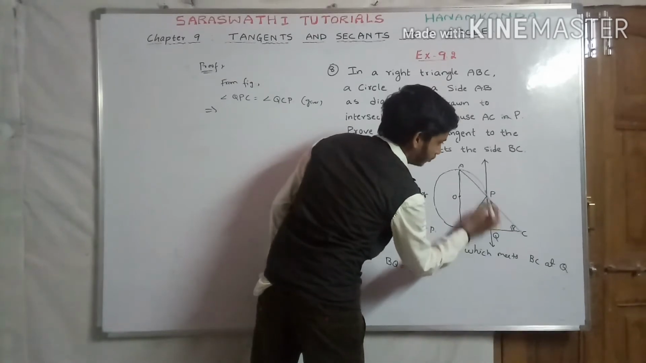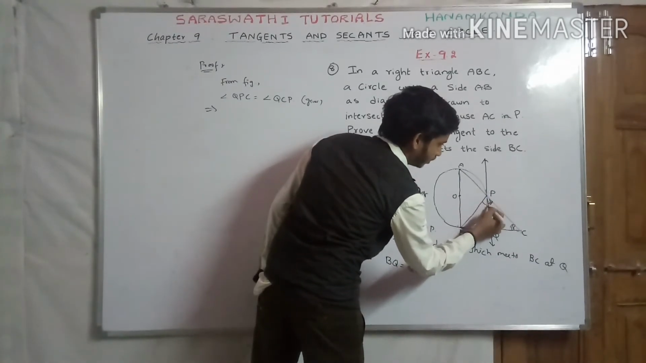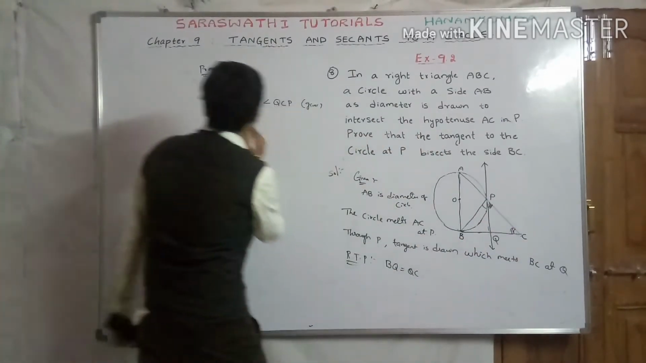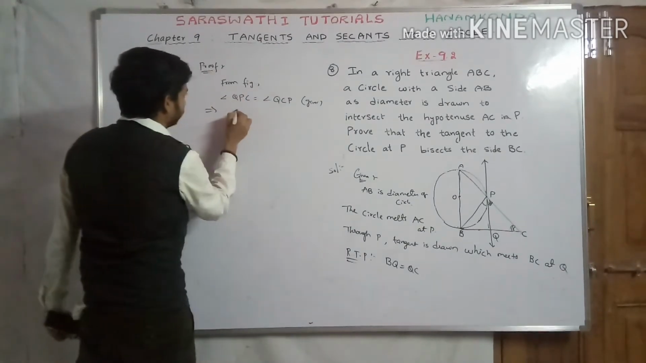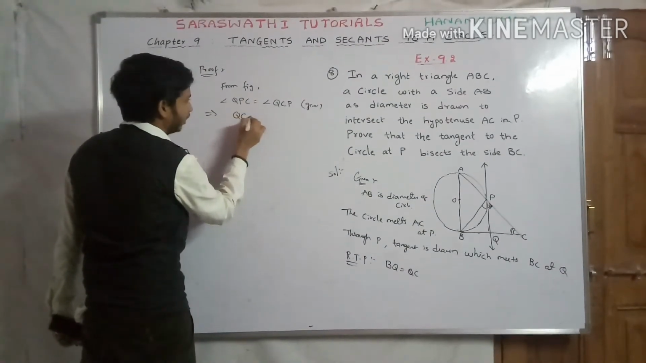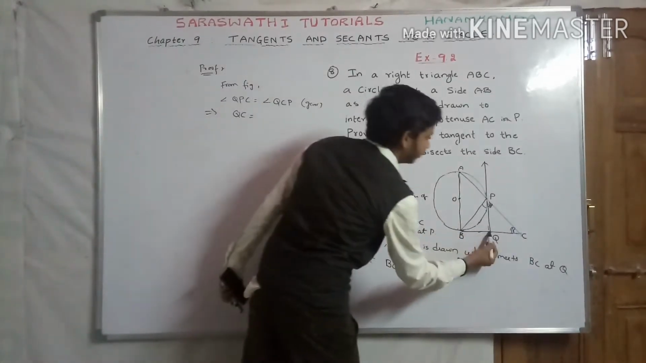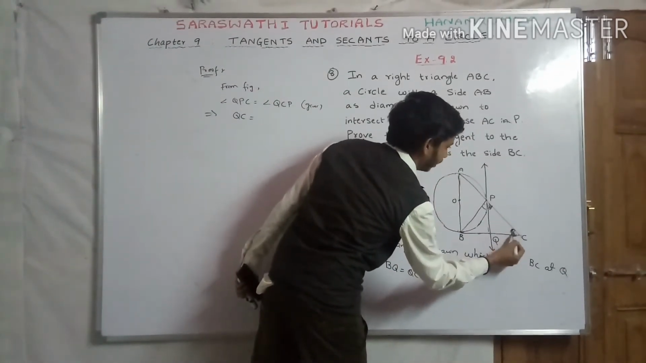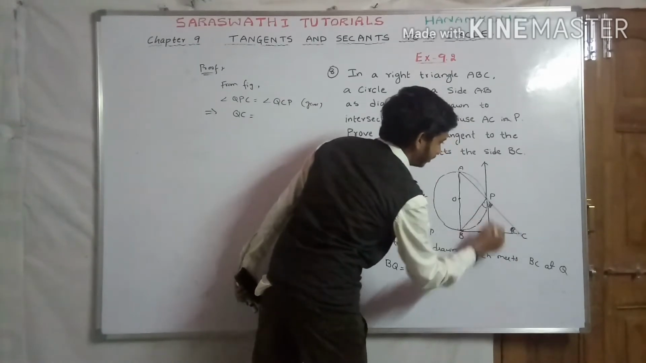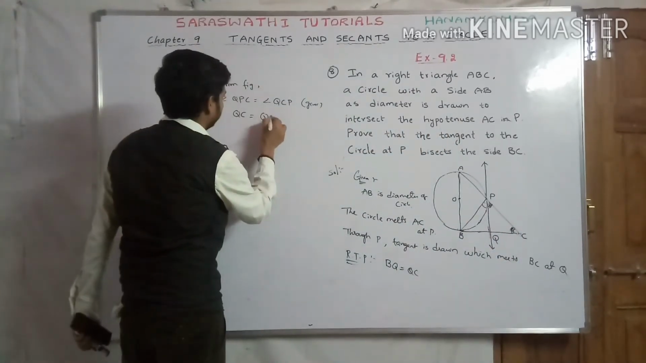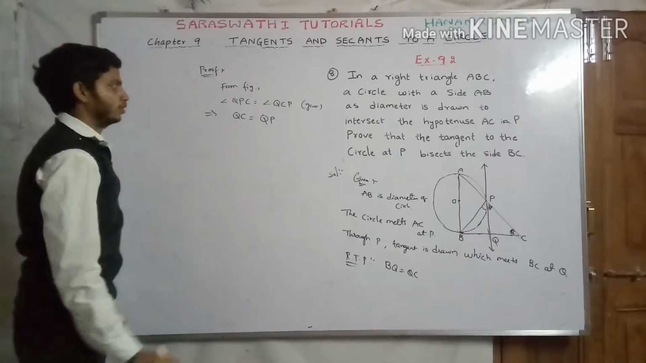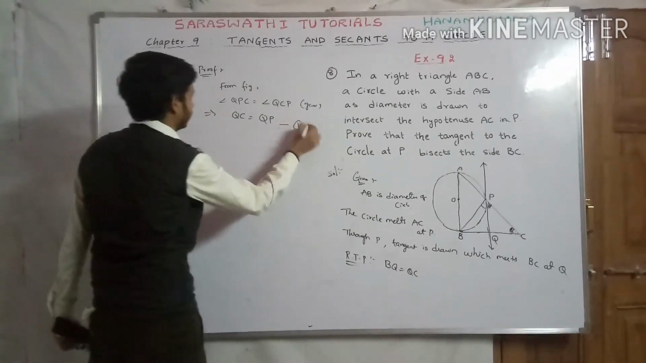Angle QPC, that means the side opposite to this angle is QC. Similarly, angle QCP, the side opposite to this angle is QP. So QC equal to QP we have obtained. Take it as first equation.